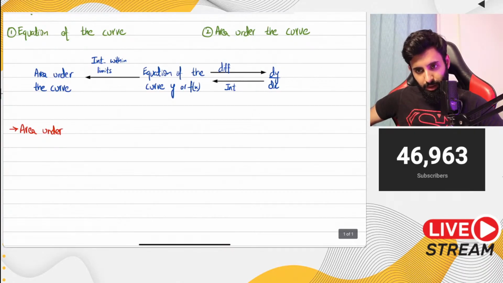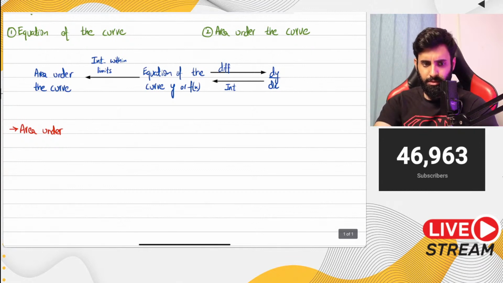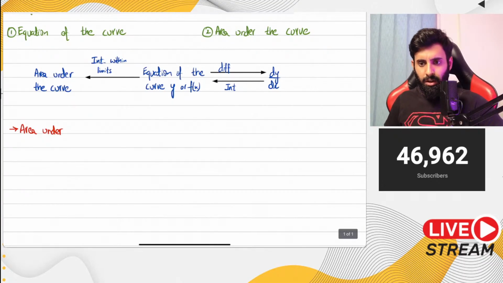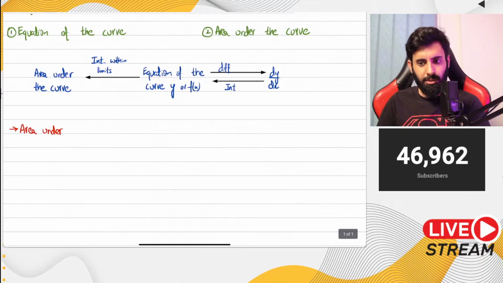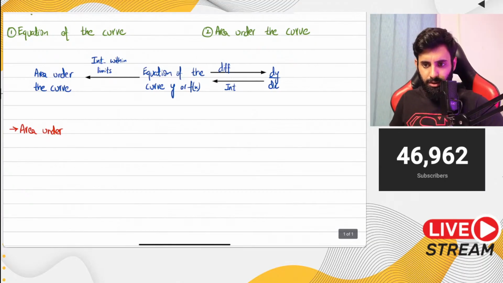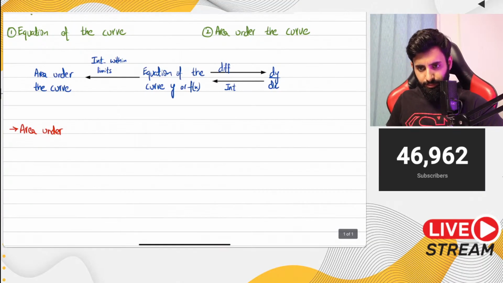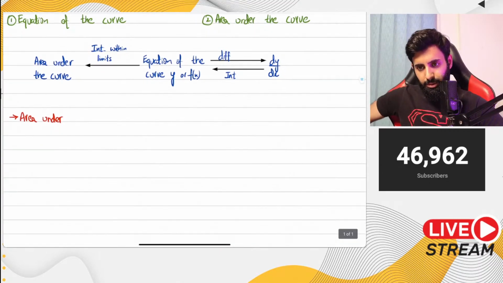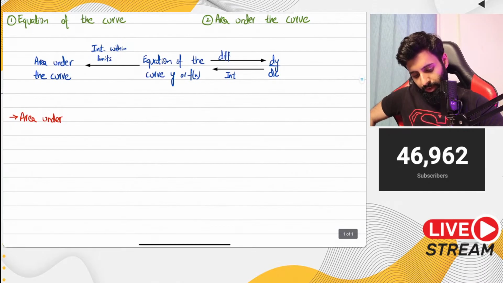Okay, area under the curve. Is the volume low? Really? Okay, what about now? Yeah, no math today. Today this stream is going to take a while. We'll try and finish the entire chapter in one stream. Okay, we'll do all types of questions. So let's talk about the area under the curve.